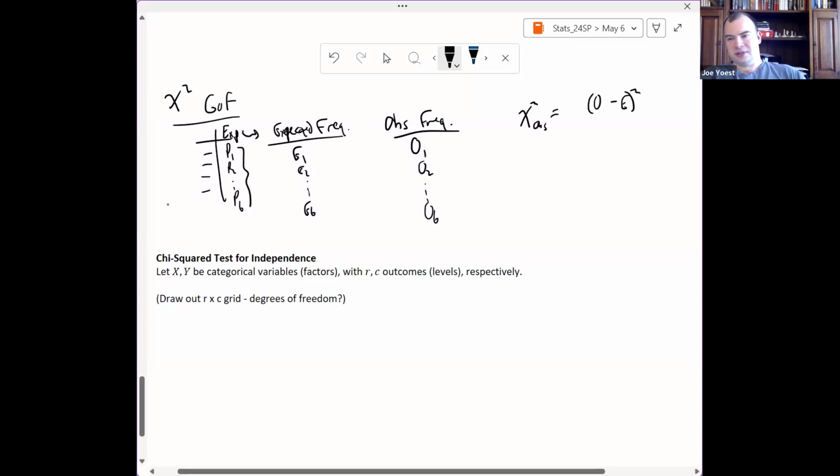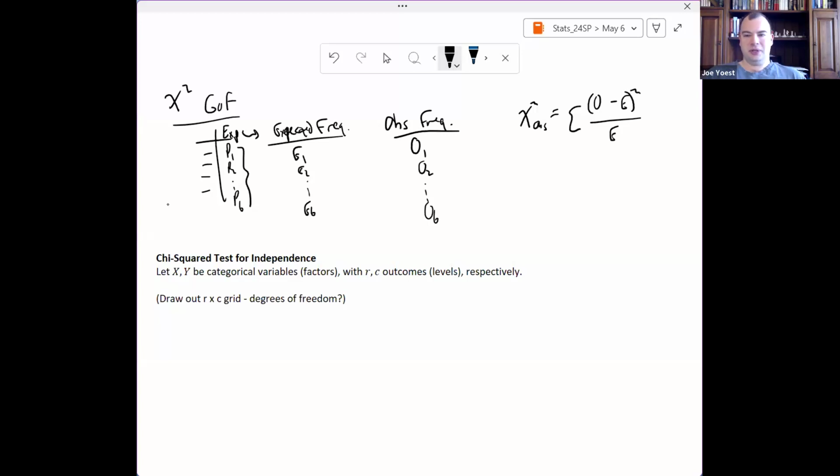And then just to kind of make the probability theory work out right, we have to divide by the expected. So we have observed minus expected squared over expected, and we add all of those up. The larger this number is, the larger the typical difference between the observeds and the expecteds, and the less comfortable we are using our hypothesized model to model this situation.